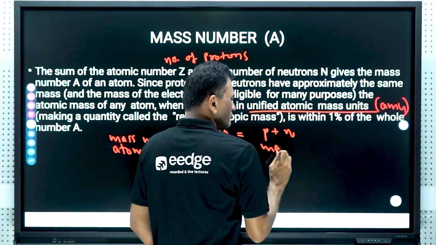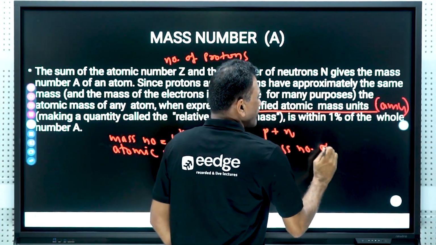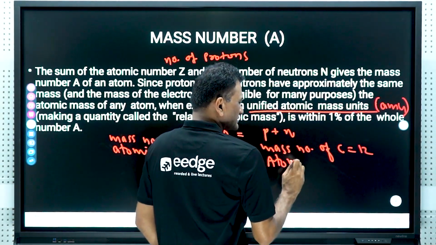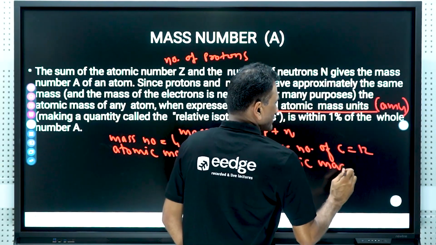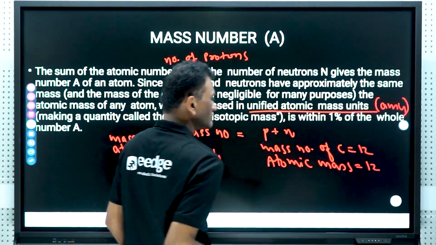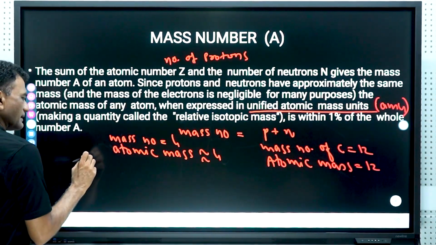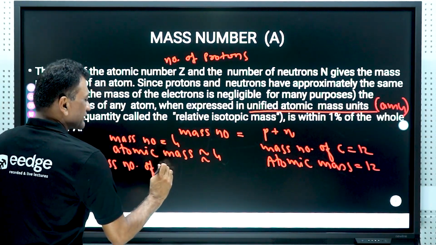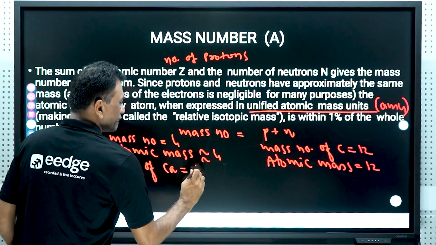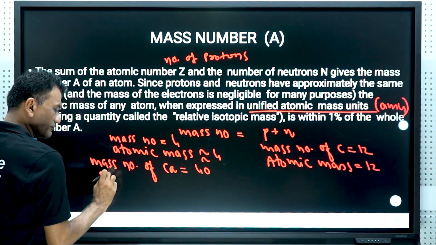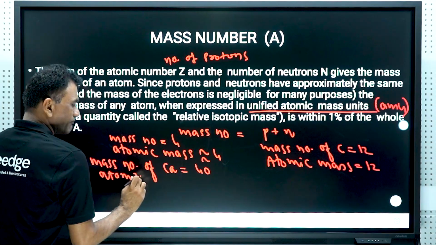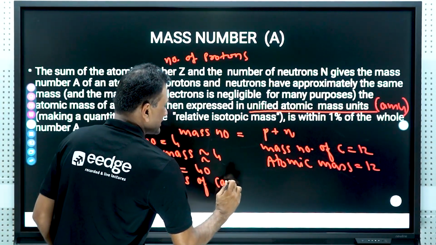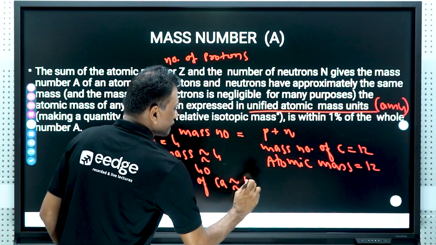Mass number of carbon is 12, atomic mass of carbon is also 12. Okay, mass number of calcium is 40, atomic mass of calcium is very close to nearly 40.